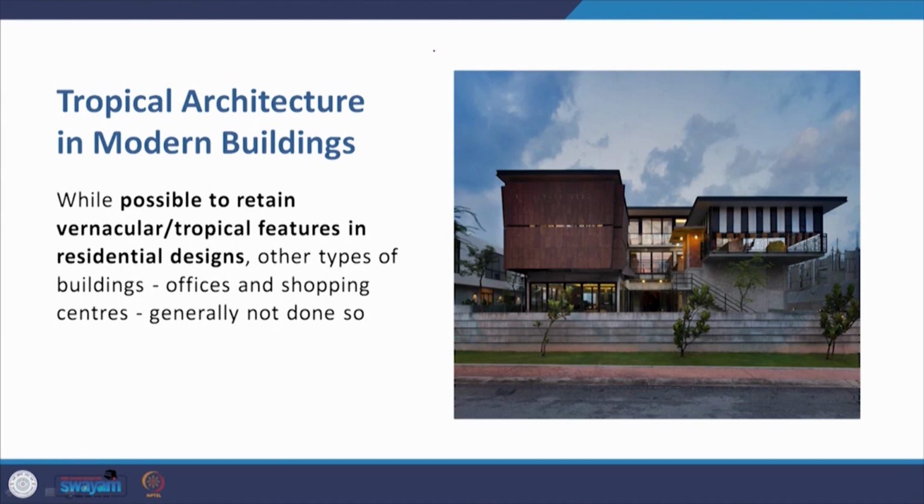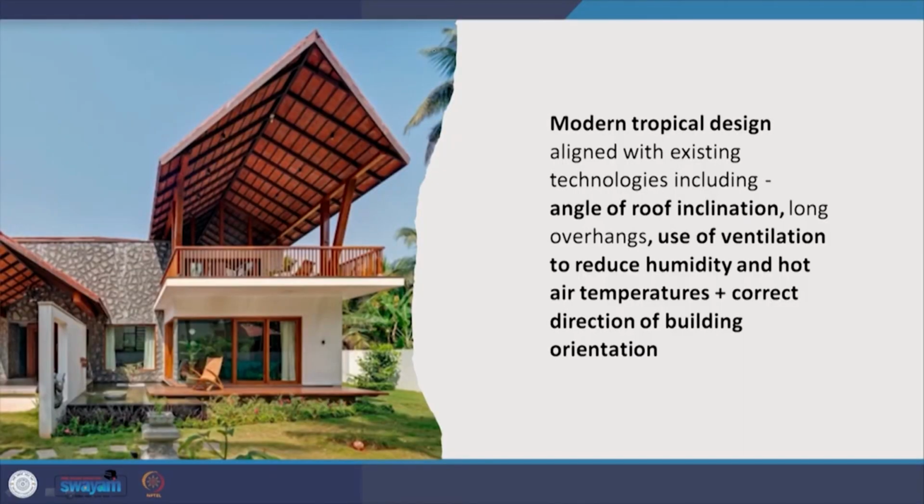While it is possible to retain these vernacular tropical features in residential design, we have generally found that offices and shopping centers do not generally adapt very well to these tropical features. The other side that we are learning is that modern tropical design is being aligned with available or existing technologies, including software that is able to decide the angle of roof inclination. There are long overhangs, use of ventilation to reduce humidity and hot air temperatures, and correct direction of building orientation.